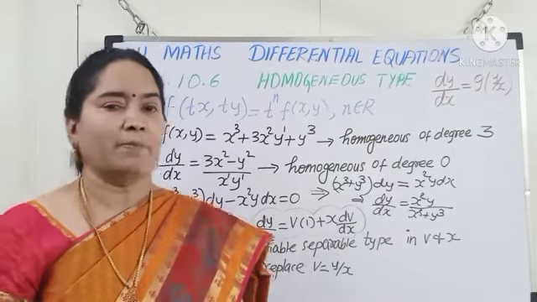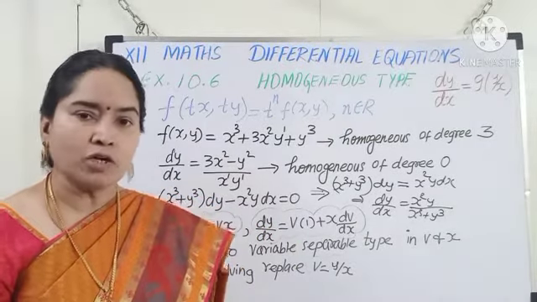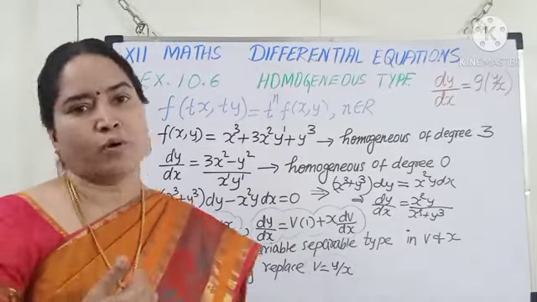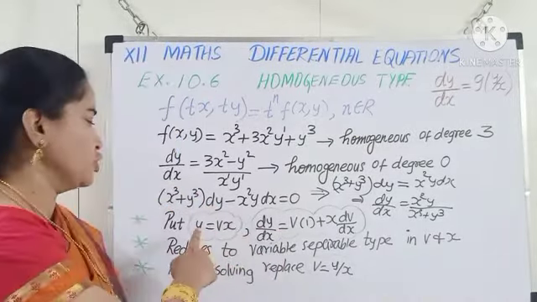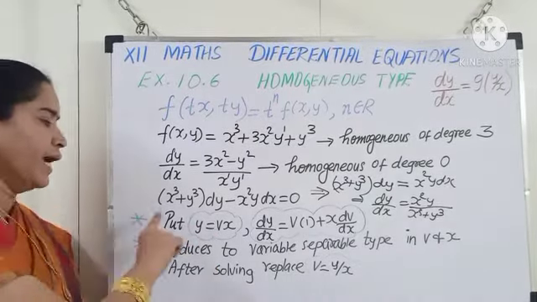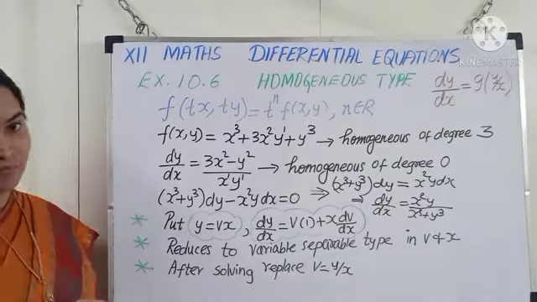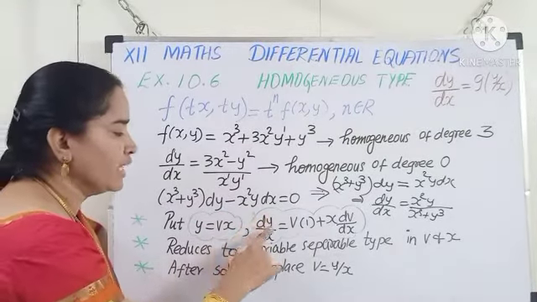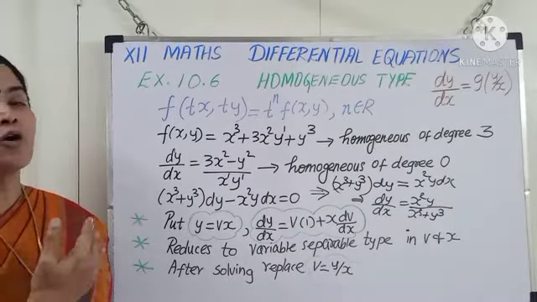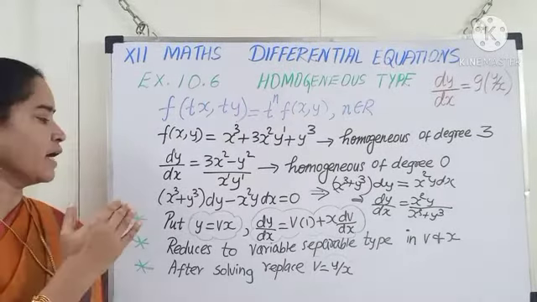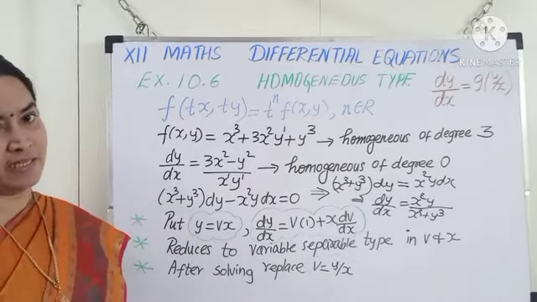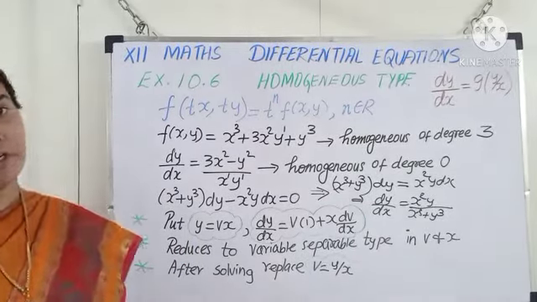Is this the only pattern? No. I can also do wherever x comes as vy. Here we substituted y as vx. I can very well substitute x equal to vy. In that case, I will find out dx by dy. Depending on the question, look out for the comfort, whether assuming y is easy or assuming x is easy, and proceed accordingly.